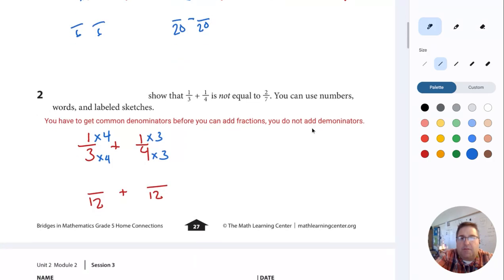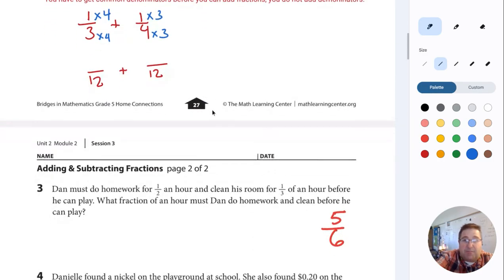Number 2, show that 1/3 plus 1/4 is not equal to 2/7. Why is that? And I just put on here, just remember you have to get common denominators before you can add fractions, and we do not add our denominators. Or if you want to show me what the answer should be, again, if we get common denominators, so just keep that in mind. 1/3 plus 1/4 is not going to be 2/7. Okay, we don't add our denominators, and we got to make sure they're common before we get started.